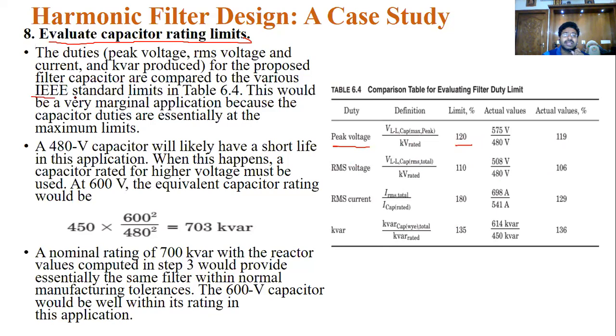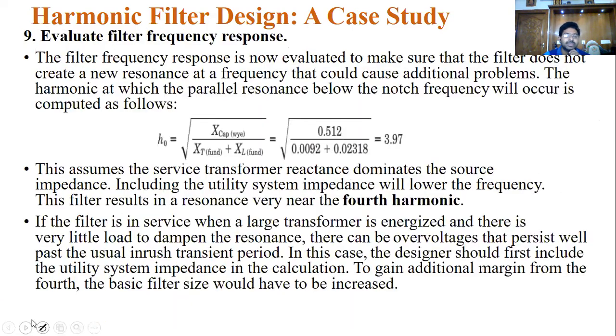Now see this, according to the IEEE standards, they have given the standards. You have to see the fourth point here. For a 480 volts capacitor, the capacitor rating is considered like this: 450 into 600 volts squared at 600 volts by 480 is nothing but 703 kVA rating. This is the way you can calculate the limits of the capacitor rating.